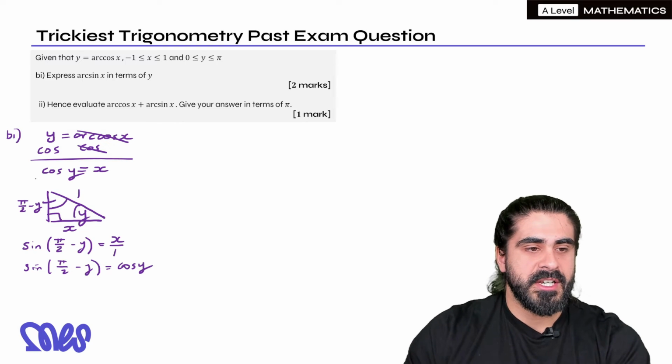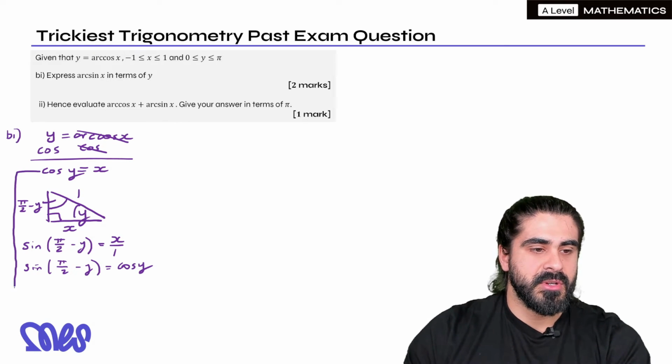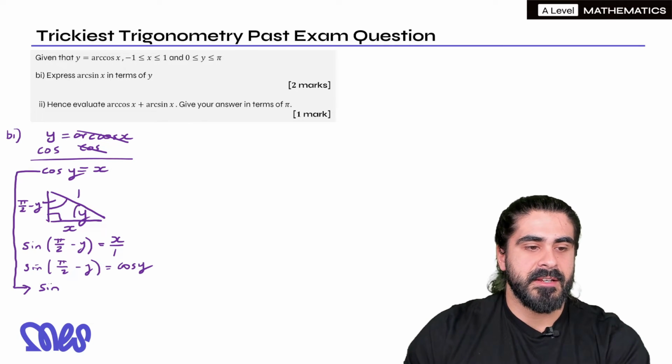So what we actually needed to do, this is basically just the explanation, all we needed to do was rewrite cos of y as sine of pi over 2 minus y, equals x.